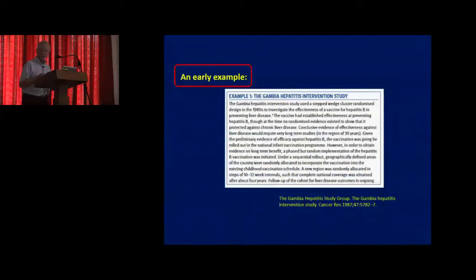So here's an early example that you'll see in the paper. I'm sorry if this is a little bit small in your printout. So this is to look at a vaccine for Hep B, so preventing liver disease. And the key elements of the design here, I'll just read it because it's small. Geographically designed areas of the country, this is in the Gambia, were randomly allocated to incorporate the vaccination into the existing vaccination schedule for children. A new region was randomly allocated in steps of 10 to 12 week intervals, so that eventually complete national coverage was obtained after about 4 years.